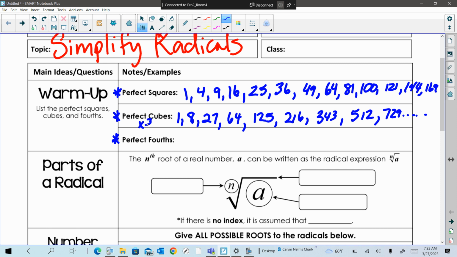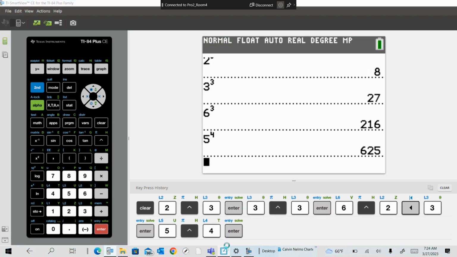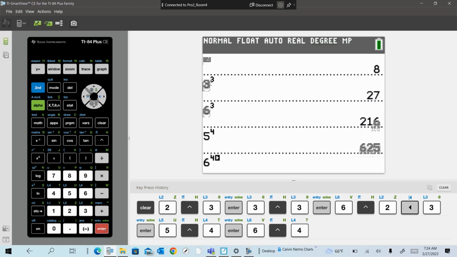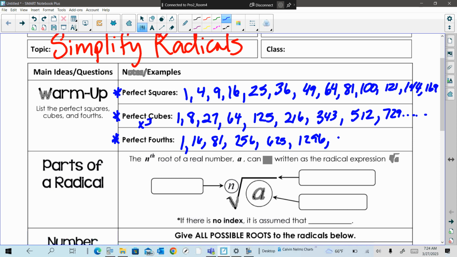Perfect fours are taking the number and raising it to a power of 4. Again, we start off with 1, then 2 to the 4th power is 16, 3 to the 4th power is 81, 4 to the 4th is 256, then 625. Then 6 to the 4th power is 1296, 2401, 4096, and so on. The pattern goes on.